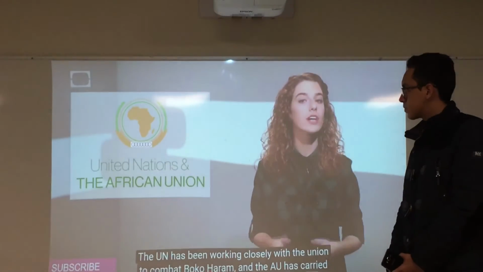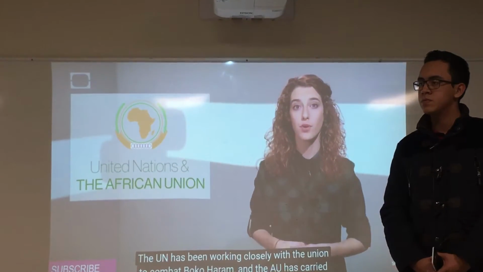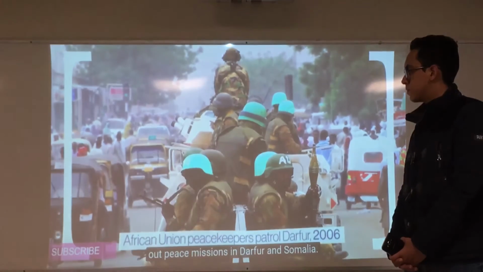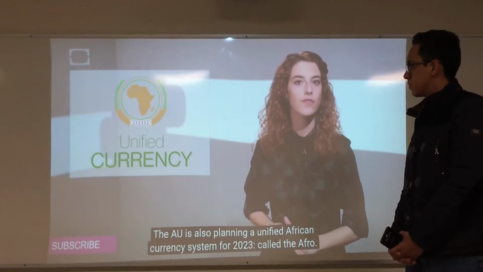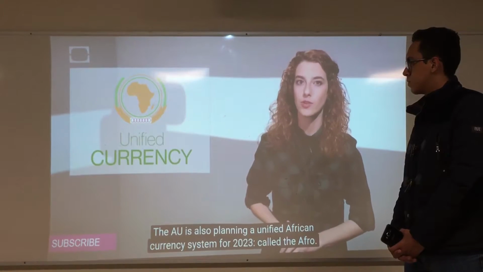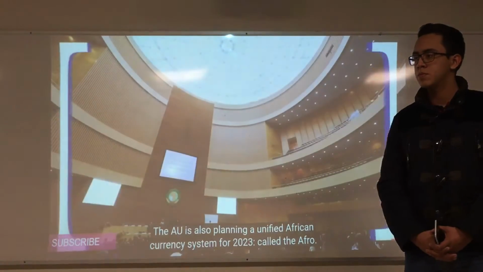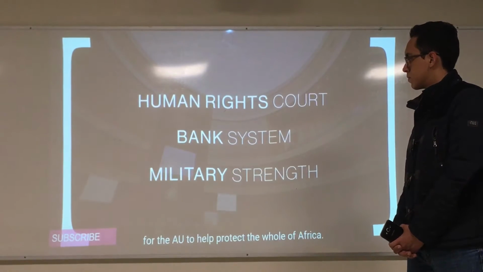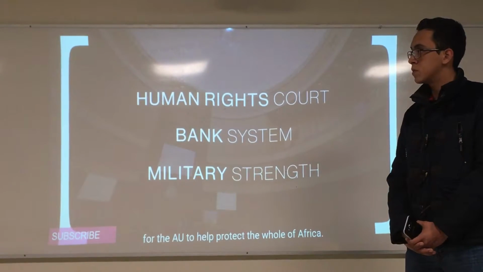The UN has been working closely with the Union to combat Boko Haram, and the AU has carried out peace missions in Darfur and Somalia. The AU is also planning a unified African currency system for 2023 called the Afro. Also in the works are a human rights court, a bank system, and more military strength for the AU to help protect the whole of Africa.